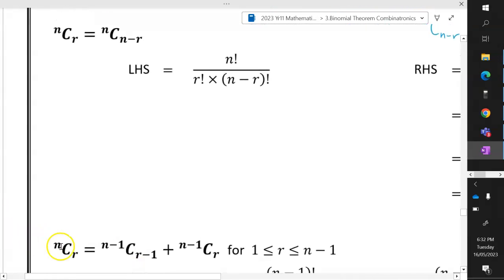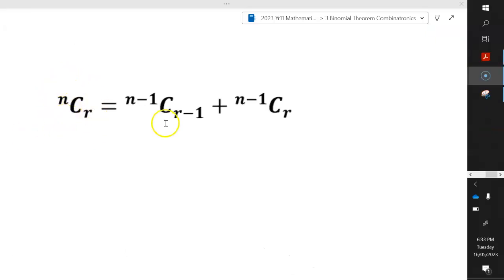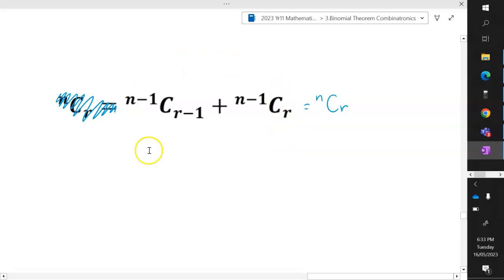Okay, so we're going to now work through NCR equals n minus 1 CR minus 1 plus n minus 1 CR, for values of r between 1 and n minus 1. We need to prove that the left-hand side is equal to the right-hand side. But it's going to be hard to manipulate NCR into this right-hand side. So I'm going to write it like this and basically move that stuff from there to the other side. I want to prove that this is equal to this, and that's going to be a little bit easier if we can manipulate it that way.